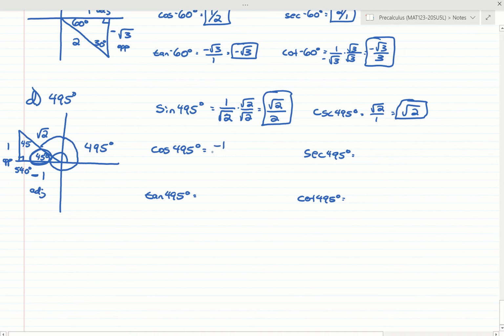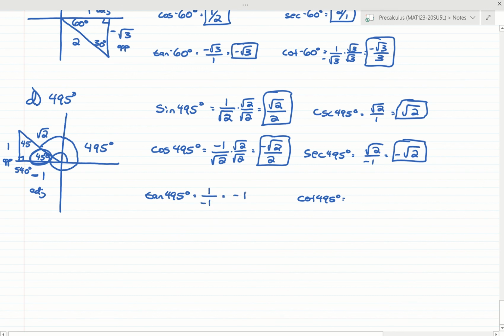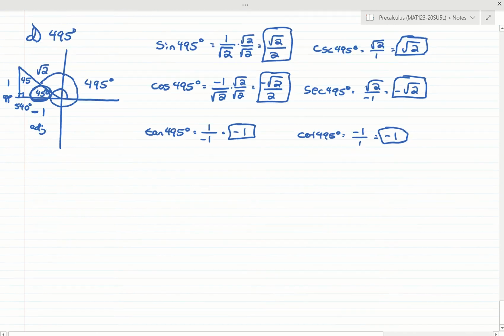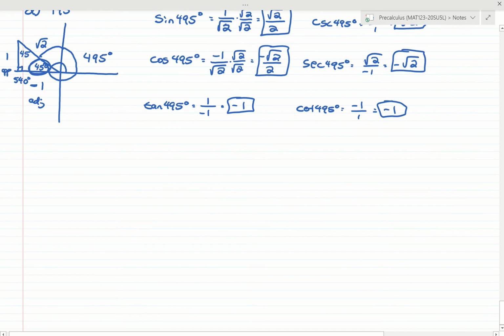Cosine would be the adjacent side over the hypotenuse. So rationalized would be negative root 2 over 2. And secant, we could just flip 1 over root 2 and get root 2 over negative 1, which is just negative root 2. Tangent would be the opposite over adjacent. Flipped, of course, would still be negative 1 over 1, which is just negative 1. Okay, I want to do 4 more just to make sure that we get this. And I would encourage you to look at the supplemental material, especially the one with the school bus on it. That's a really good worksheet.